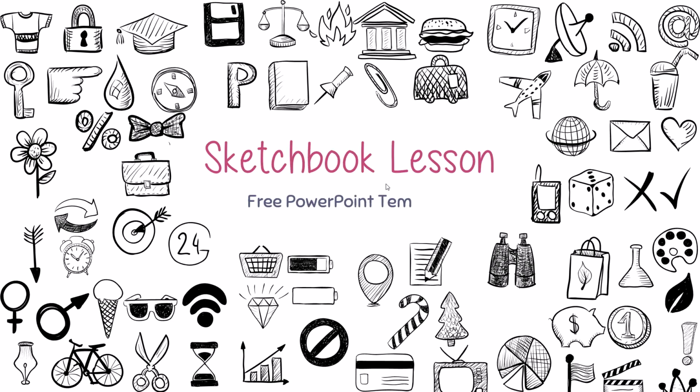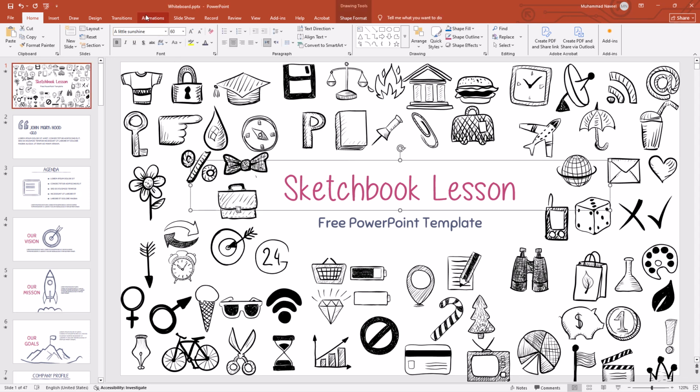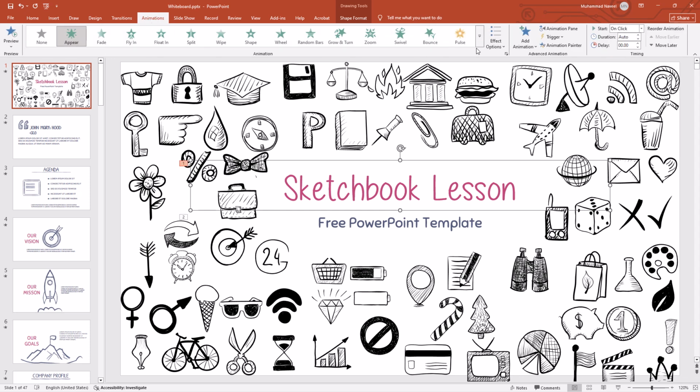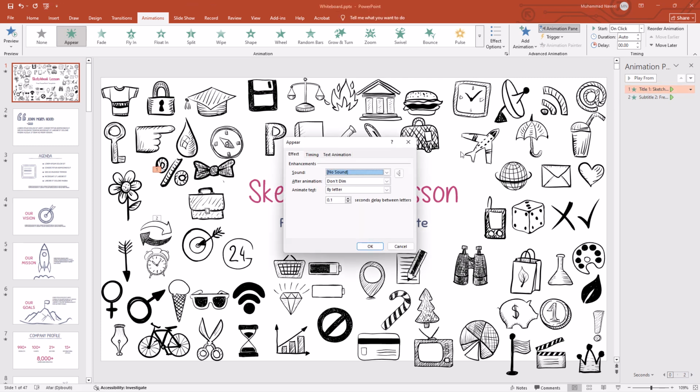So how do I do that? Simply click on the text box and go to Animation. Click on Animation Pane. Double click on the animation. We have used animation text by letter and used a appear animation. So each letter animates one by one with a 0.1 second delay.